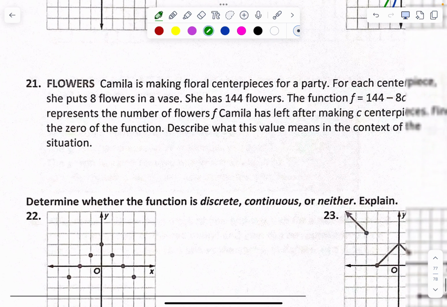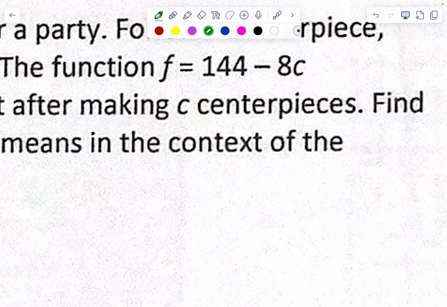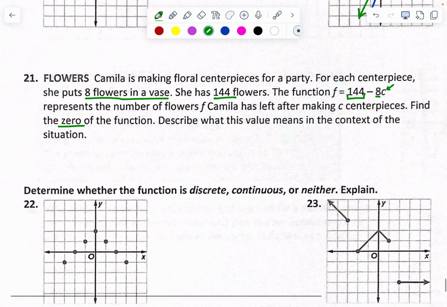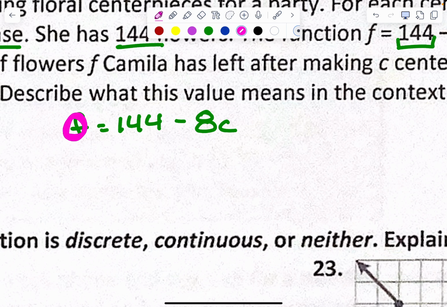Let's go to 21. Camilla is making floral centerpieces for a party. She puts 8 flowers in a vase, and she has 144 flowers. So the starting value is 144, which is what I'm starting with, and then I am subtracting 8 for each vase that I have. C is the number of vases that I have. Find the 0 of the function. If I'm trying to find the 0, what do I do? F equals 144 minus 8C. I'm going to plug 0 in for the y value. So 0 equals 144 minus 8C.